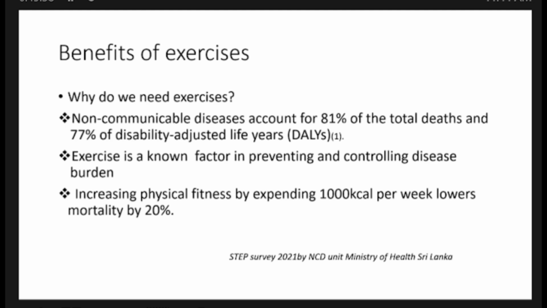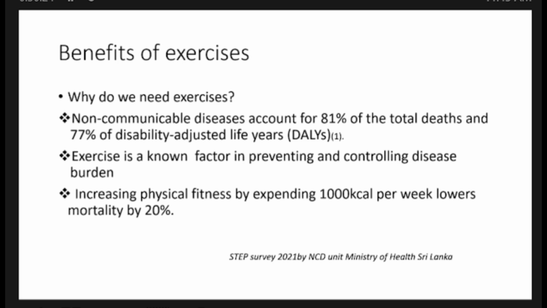Now we'll go to the benefit of exercise. First, we'll talk about the good part of exercise. Why do we need to do exercise? Because more than 30% of the world is physically inactive, and out of all deaths, more than 80% are because of non-communicable diseases, and 77% of our time lost to disability is because of non-communicable diseases. Exercise is one of the known factors for preventing and controlling the disease burden. Other factors are tobacco consumption, alcohol consumption and bad dietary habits.